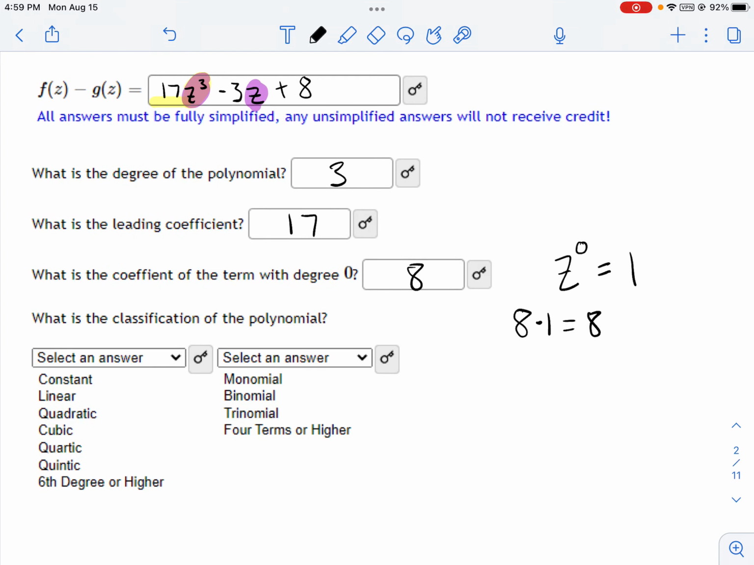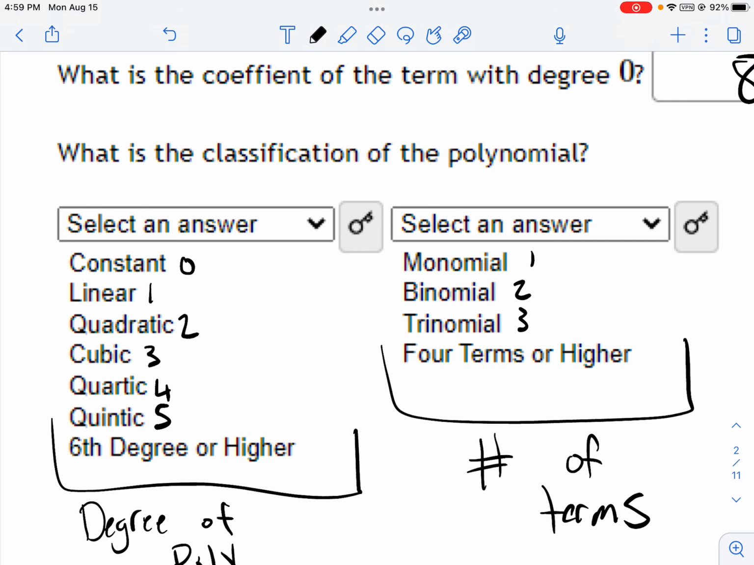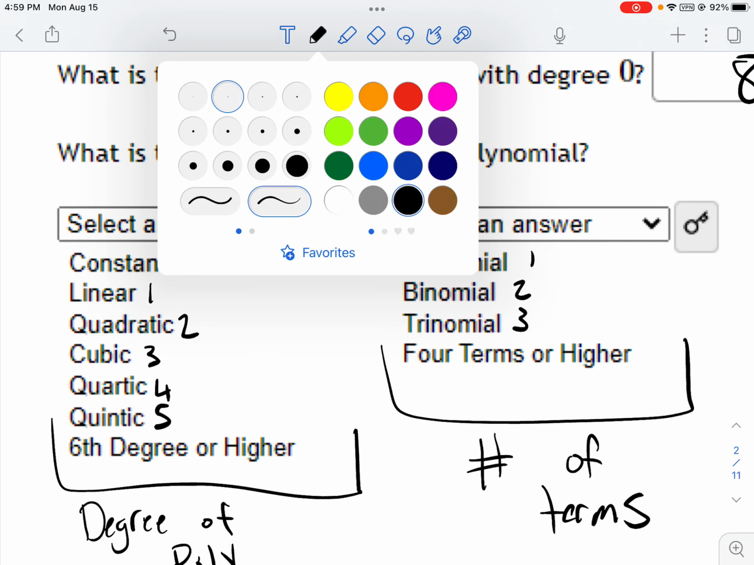Last but not least, we have the classification of the polynomial. A reminder, this first one is looking at the degree of the polynomial. This next one is looking at the number of terms. So degree of the polynomial we said was 3. These just go in ascending order. Constant is degree 0. Linear, then 1, 2, 3, 4, 5, so on and so forth. Same thing here. Monomial. Mono means 1, so monomial is a polynomial of one term.